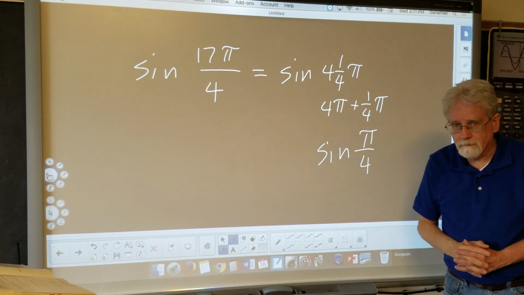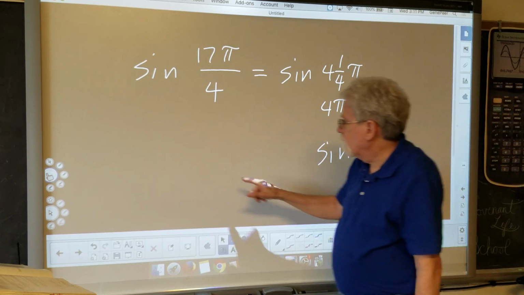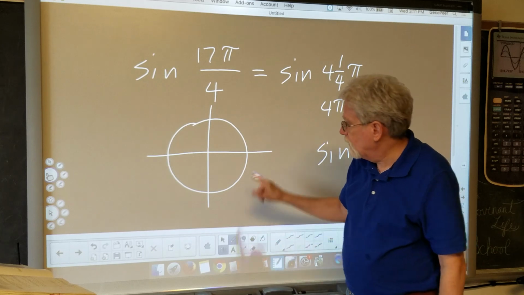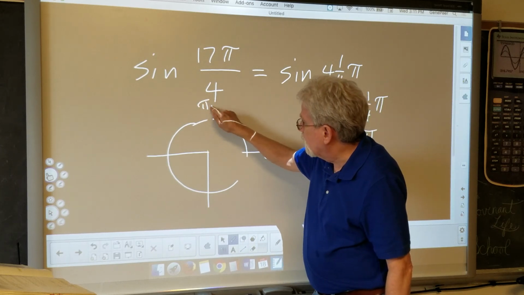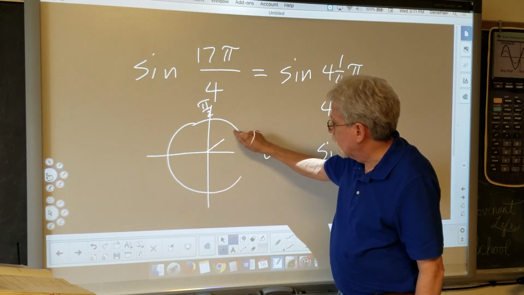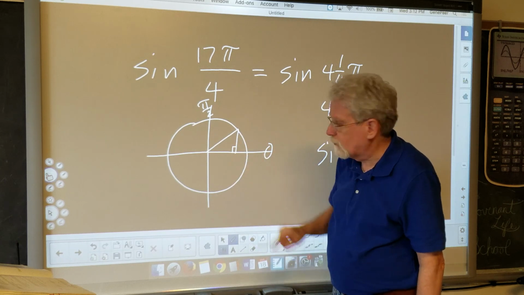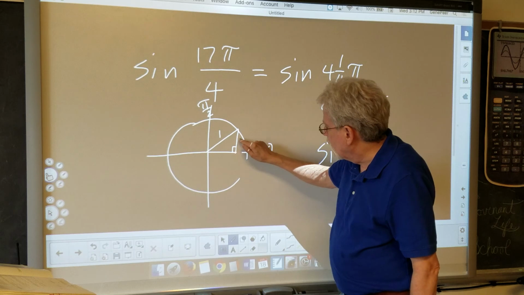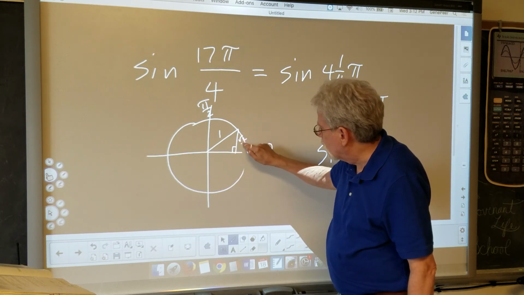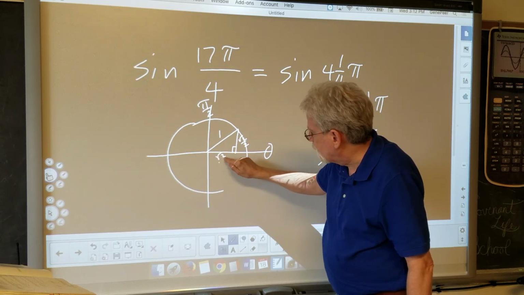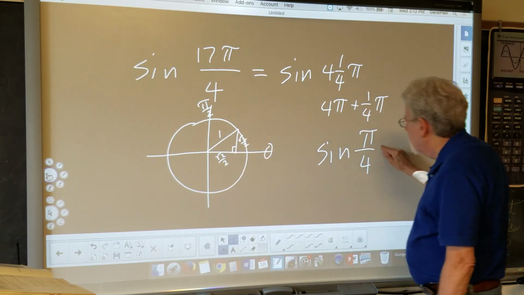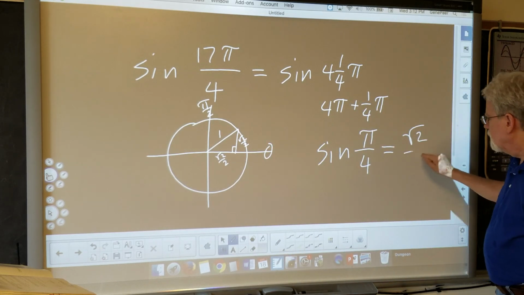And to do the sine of pi over 4, you take your unit circle. Pi over 4 is halfway between 0 and pi over 2. So pi over 4 is here. That's a 45-45 triangle. We know the rules here. If that's 1, this side is going to be square root of 2 over 2. So is this one, square root of 2 over 2. So the sine is opposite over hypotenuse. So it's going to be square root of 2 over 2.